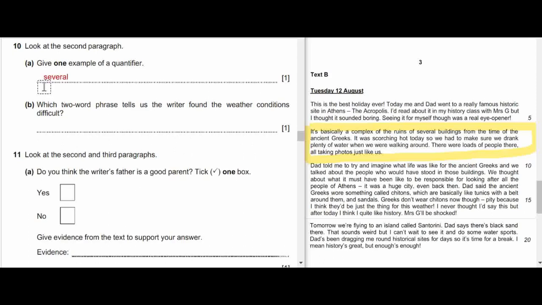So this is an example of a correct answer, a suggestion of a correct answer. So you can have other possible correct answers for this. Let's skim the text.